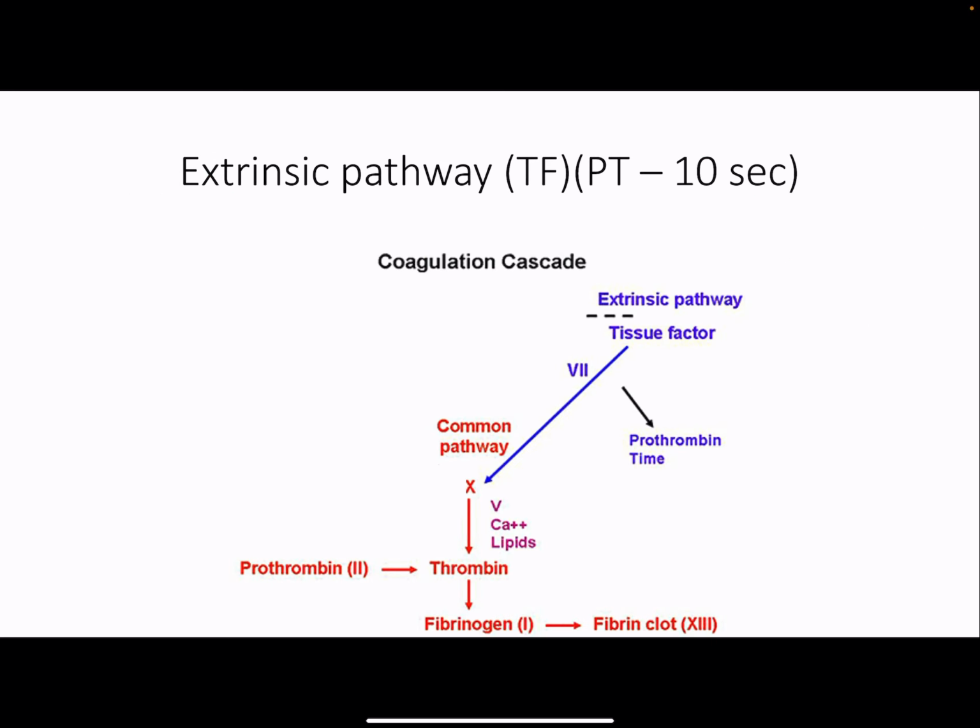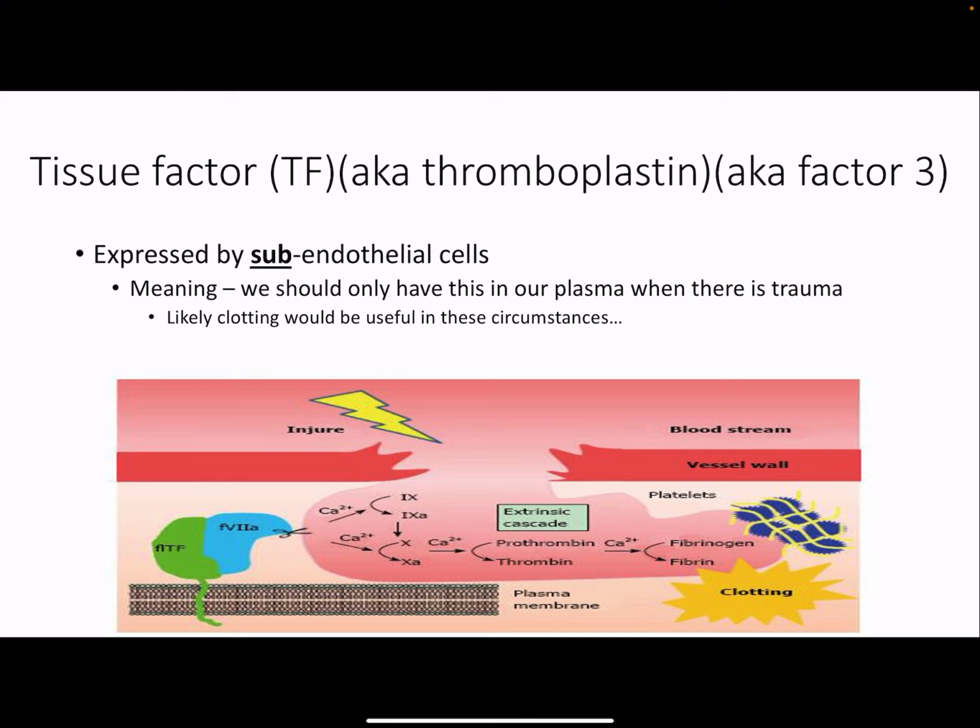So the extrinsic pathway has to do with tissue factor, which is known as factor 3, also known as thromboplastin, and factor 7. This should be about 10 seconds, ideally, to clotting, so it's a lot faster than the intrinsic pathway. And this is also subendothelial. So again, if you have subendothelial, this is basically a marker that you must have some sort of trauma, and therefore clotting is probably going to be a reasonable call. Because anytime you see tissue factor, you have a subendothelial break, so clotting is probably helpful.